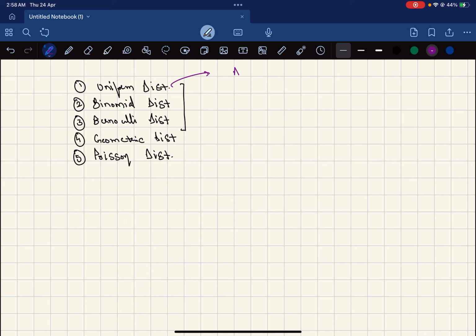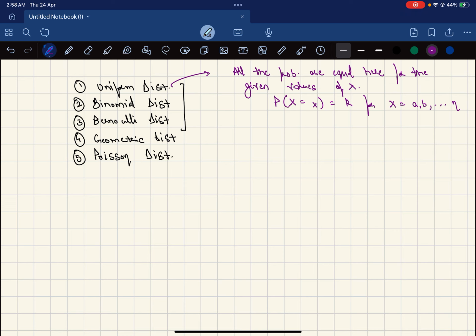In this, all the probabilities are equal for the given values of x. So in this case, P of X equal to x is equal to k for x equal to some values, let us say n values, and P of X equal to x is equal to 0 for other x.